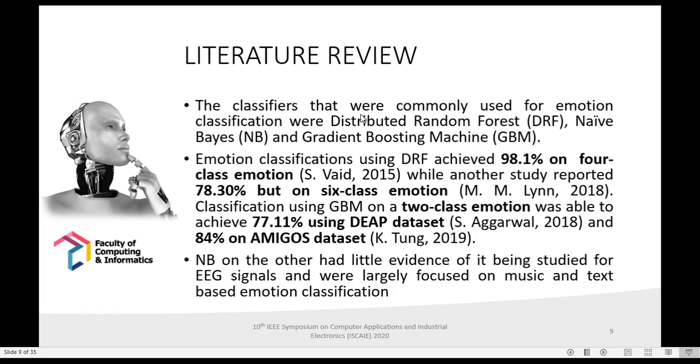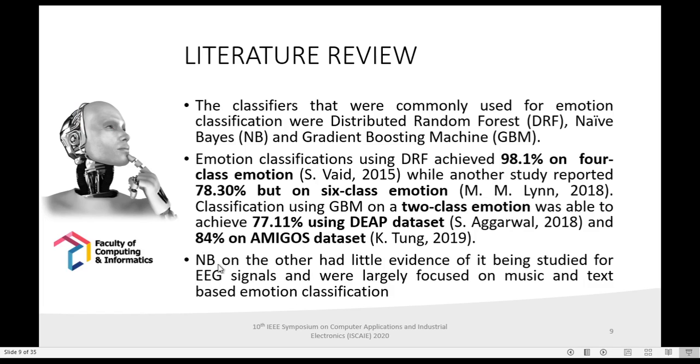The classifiers commonly used for emotion classification were Distributed Random Forest, Naïve Bayes, and Gradient Boosting Machine. We look at DRF and GBM first. DRF could achieve 98.1% on 4-class emotion and 78.3% on 6-class emotion, whereas GBM could classify emotions on a 2-class problem at 77.11% on DAP and 84% on the AMIGOS dataset.